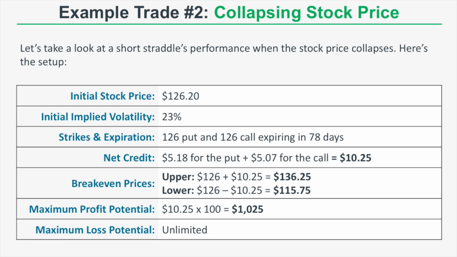Now our break-even prices for this trade are going to be $115.75 on the downside and $136.25 on the upside. So the maximum profit potential is, of course, the credit of $10.25 times 100, which comes out to $1,025. And as always, the maximum loss potential is theoretically unlimited.